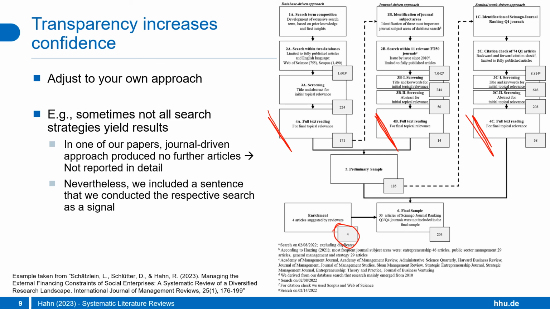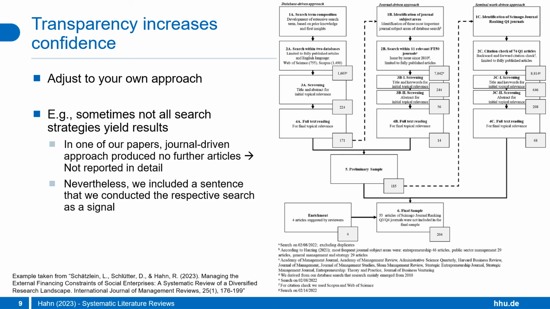So although we screened in total around 16,000 articles, at least title-wise, there were still 4 articles that we missed that were suggested to us by reviewers, which we then included in the final sample as well.